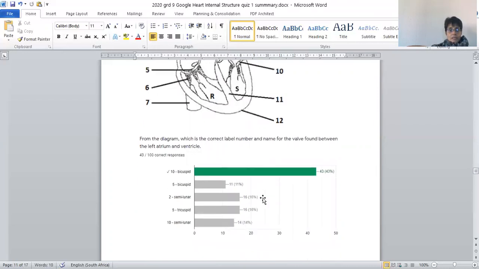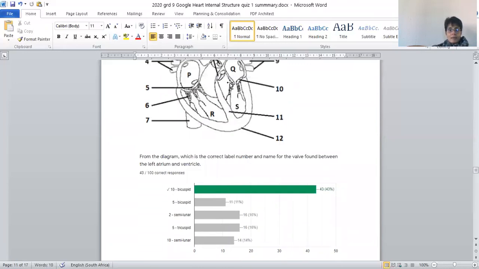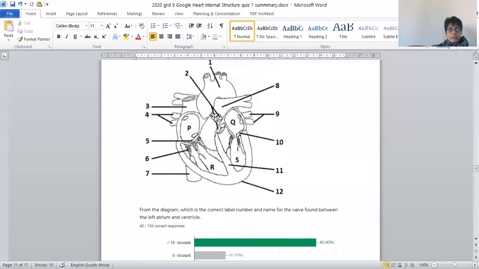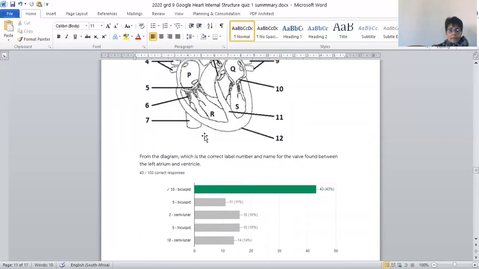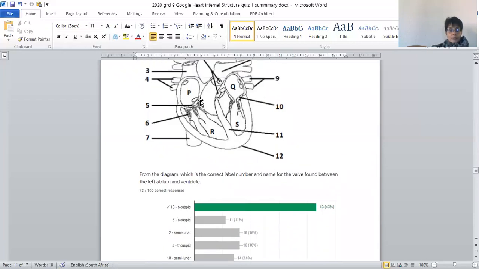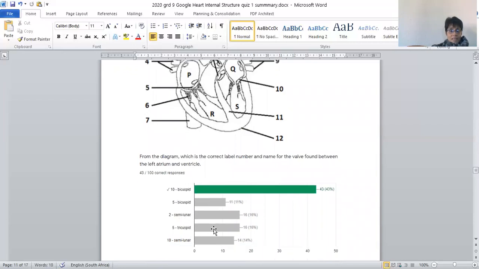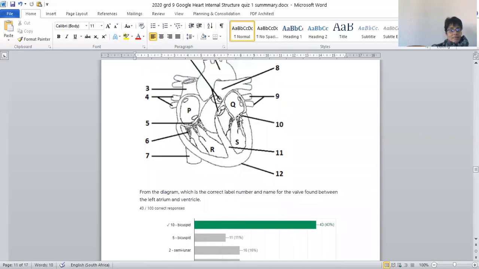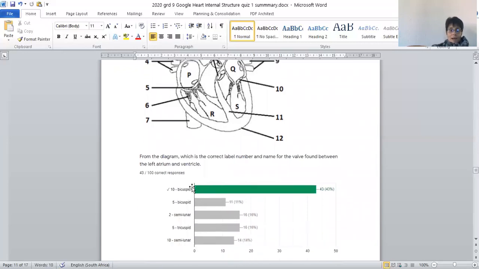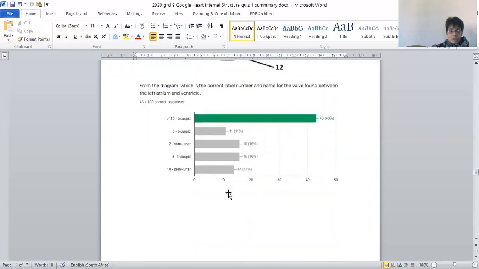All right. So what choices did I give? Number 10, bicuspid. Yes, it's number 10, bicuspid. 5 is not. 5 is the tricuspid valve. 2 is the semilunar valve. They don't play a role here. So 5 is not the bicuspid, and the tricuspid 5 is not the correct answer. And 10 is not a semilunar valve. It's the bicuspid valve, so that's the correct answer.